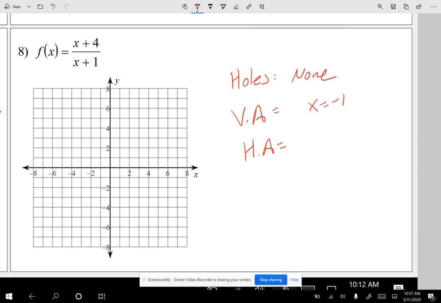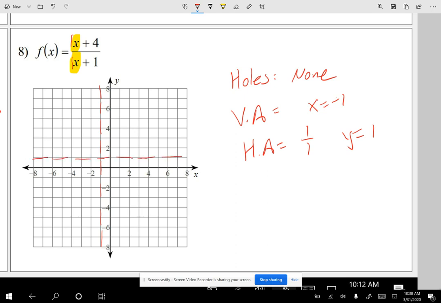Now, for the horizontal asymptote, I look at the highest exponents, the highest exponents top and the bottom. So I'm going to look at the numbers right in front of the x. Technically, it's a 1 over 1, and I'm going to divide that. 1 over 1. So my horizontal asymptote is y equals 1. Right? 1 divided by 1 is 1. So now that I know my asymptotes, let's look at the line x equals negative 1. Let's look at the line y equals 1.